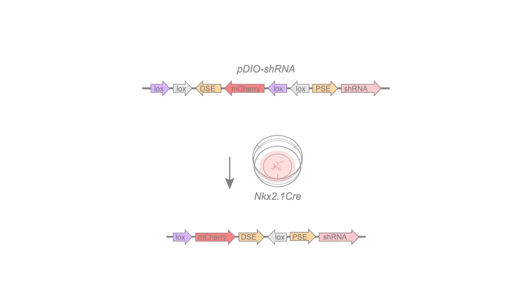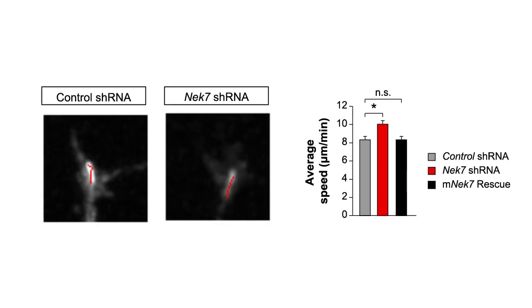To know Nek7 function, we depleted its level in interneurons and observed the effect. We did so by engineering a Cre-dependent conditional vector expressing an shRNA against Nek7, together with the fluorescent marker mCherry. We explored the dynamic behavior of microtubules as reported by EB3 using in vitro time-lapse imaging. Interestingly, we found that downregulation of Nek7 in interneurons increases the average speed of EB3 comets.